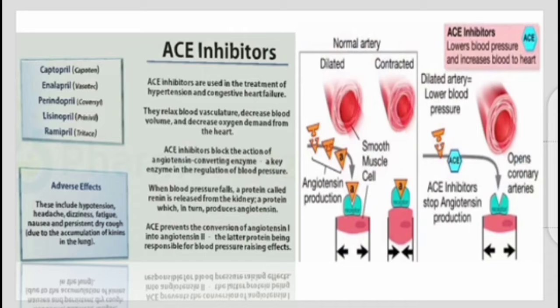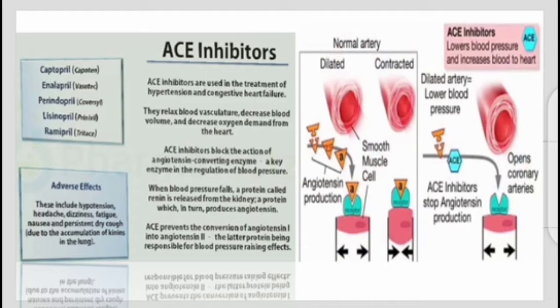So ACE inhibitors stop the body's ability to produce angiotensin 2. So what is angiotensin 2? Angiotensin 2 is a natural substance that causes the blood vessels to narrow or contract. When the blood vessels narrow or contract, then it is caused.